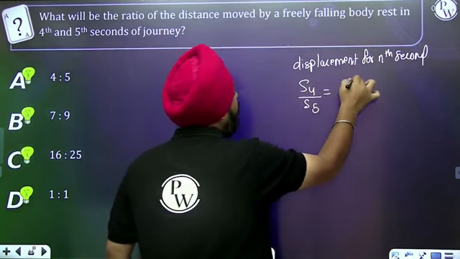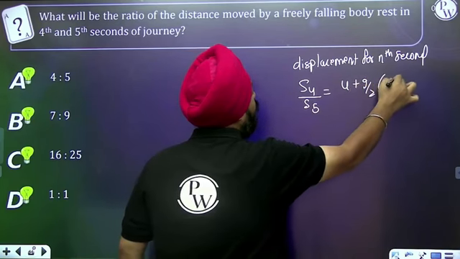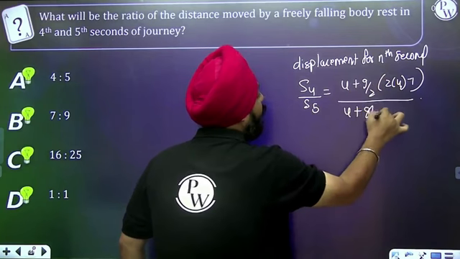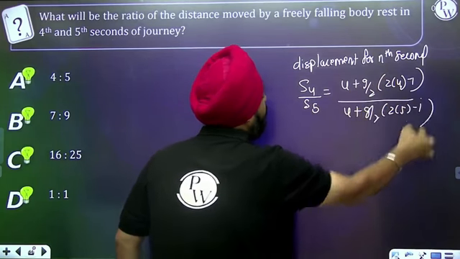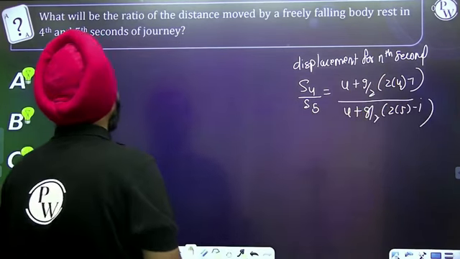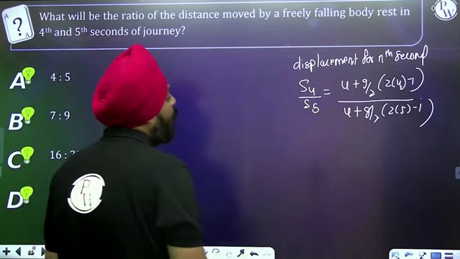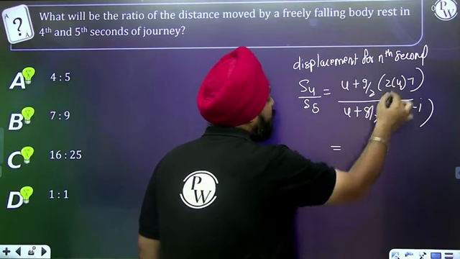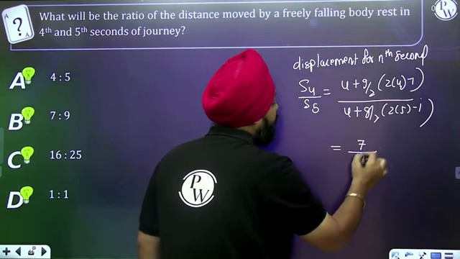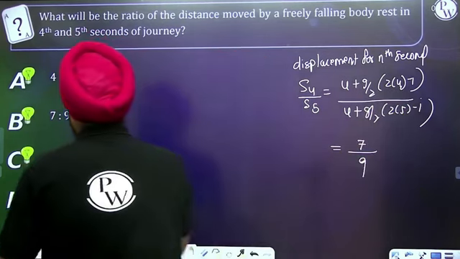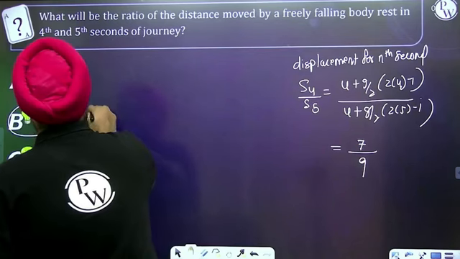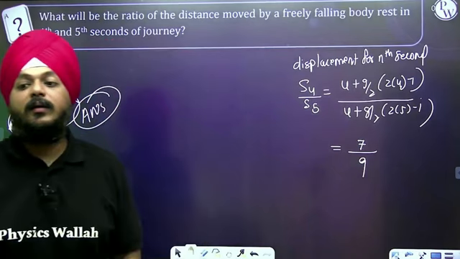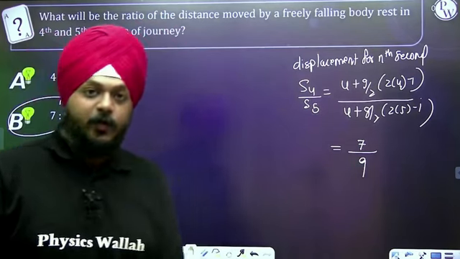It is dropped, so u plus g by 2 into (2 into 4 minus 1), over u plus g by 2 into (2 into 5 minus 1). u is going to be 0, freely falling body from rest. g by 2 will get cancelled. 4 2s are 8 minus 1 is 7. 5 2s are 10 minus 1 is 9. B is the perfect answer for this specific question. Displacement in the nth second formula.